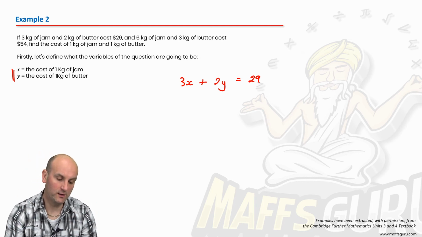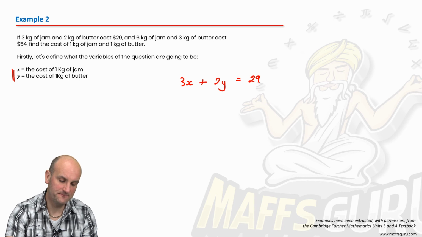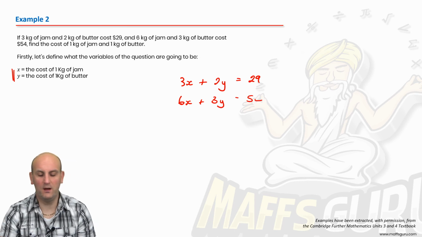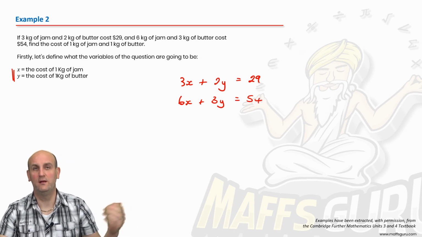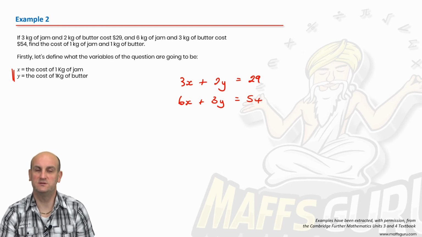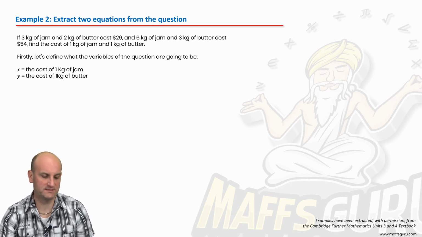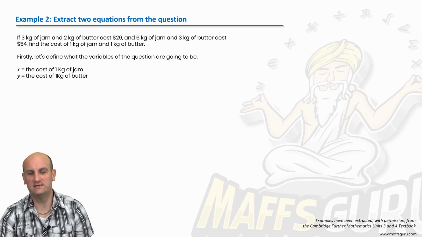What else do we know? We know that 6 kilograms of jam plus 3 kilograms of butter gives me 54. And lo and behold, ladies and gentlemen, voila, we have two simultaneous equations, or a set of simultaneous equations. And what can we do now? Oops, I've jumped section. So basically that was what we were talking about there. That's where I would have got my equations. Let's skip to the next step.